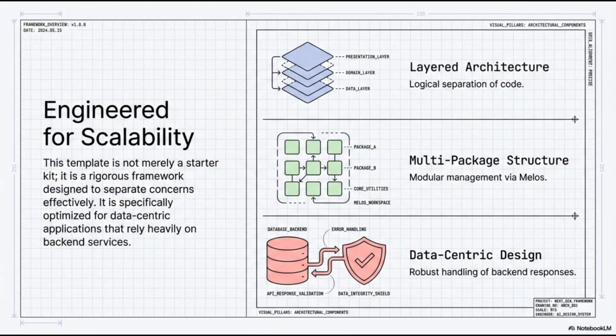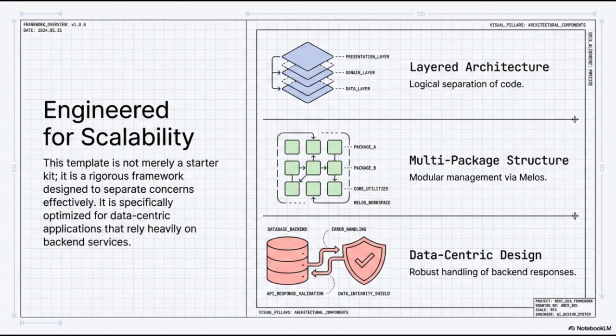This architecture is engineered for scalability. Far beyond a mere starter kit, it represents a rigorous framework designed to separate concerns effectively, specifically optimized for data-centric applications that rely heavily on backend services. The first pillar is our layered architecture.